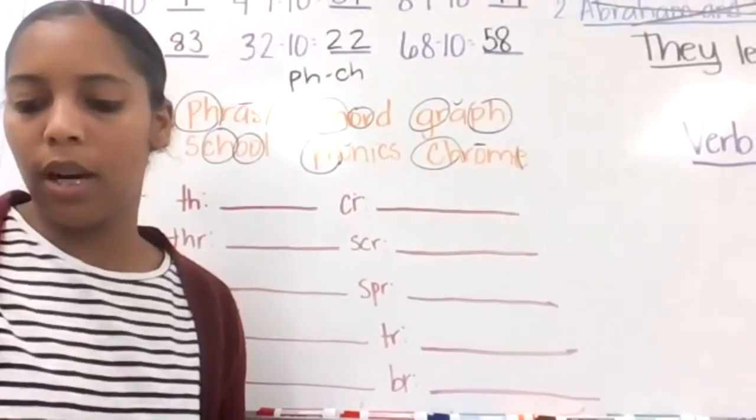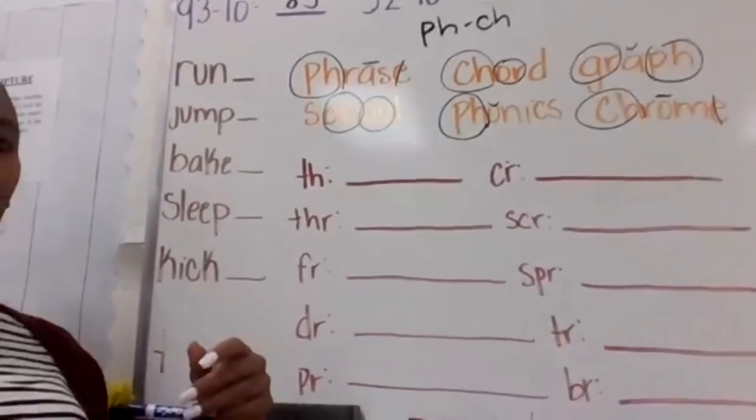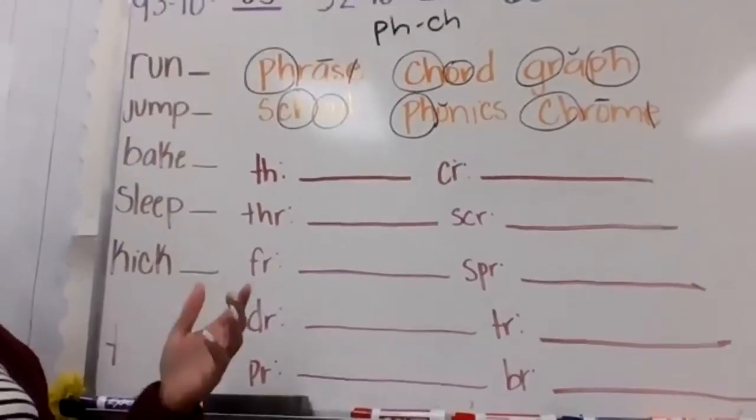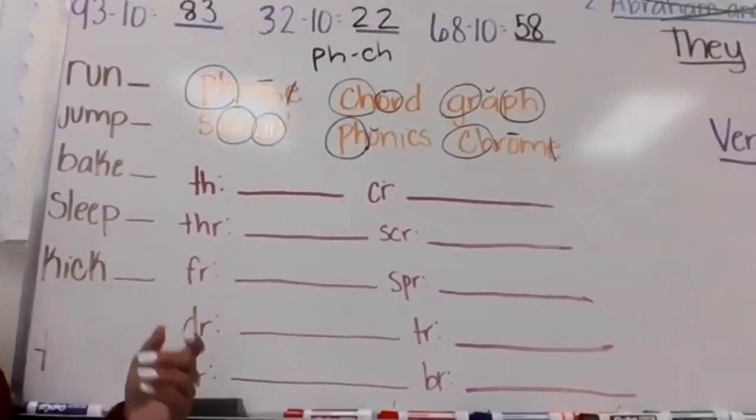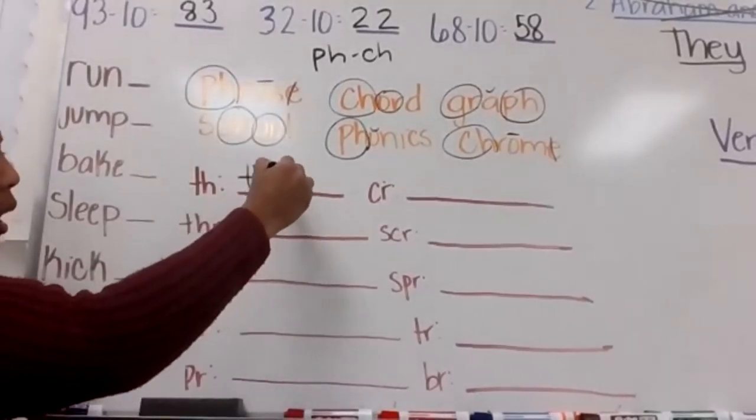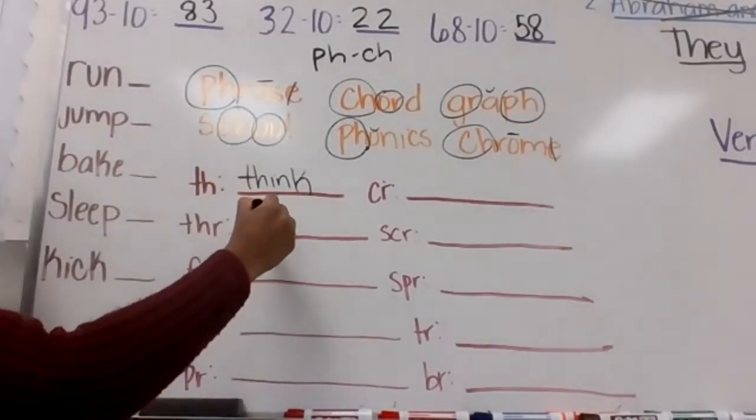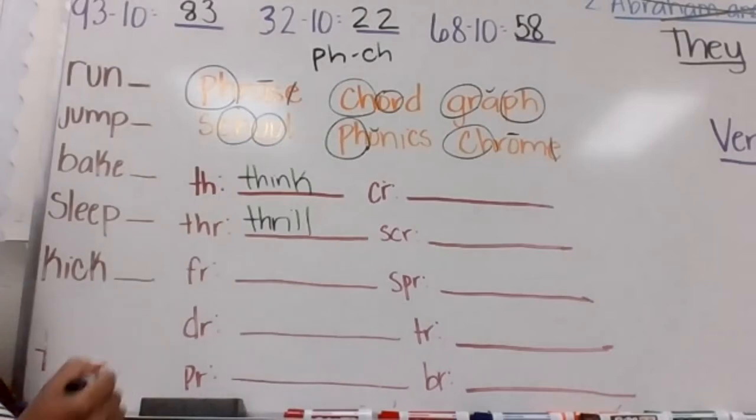All right, let's make some words here with some sounds. So I have TH that says th, like in this. What's another word I can create with TH? Think. Okay, what about THR that says thr, like in three? Thrill. Next, I have FR, like frog. Dennis, what did you have?